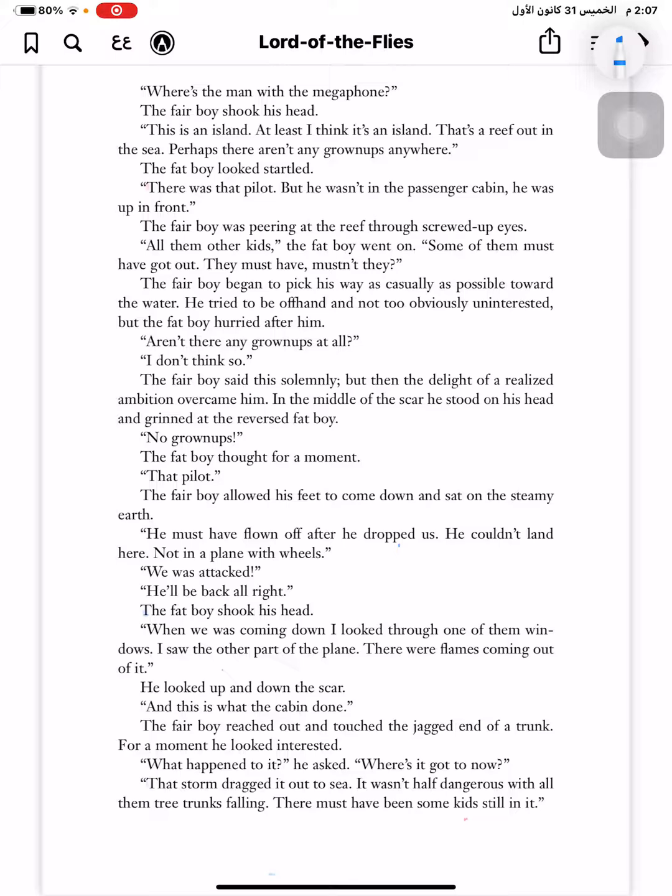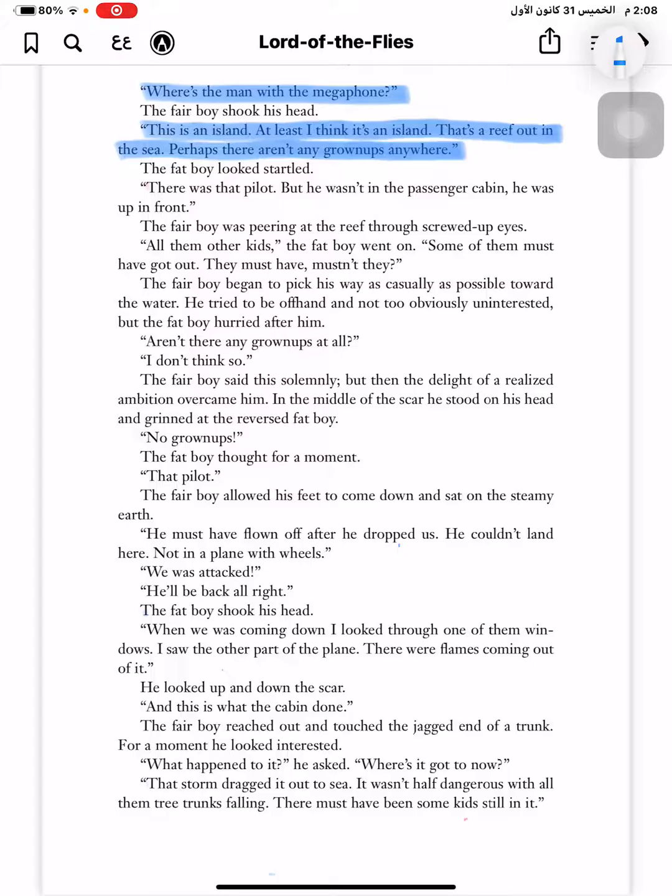personality traits. The first question said by the second boy was about the man with the megaphone, when he said, "Where is the man with the megaphone?" This is a reference to his keen observation, and the second thing which the second boy observes is the place in which they suddenly found themselves. "This is an island, at least I think it is an island, that's reef out in the sea. Perhaps there aren't any grown-ups anywhere." So he closes his notice with a reference to whether there are adults on the island or not.